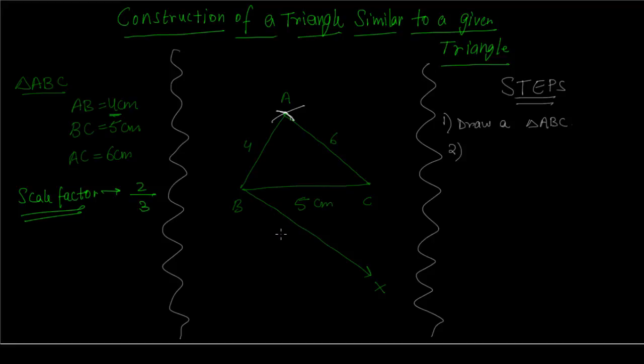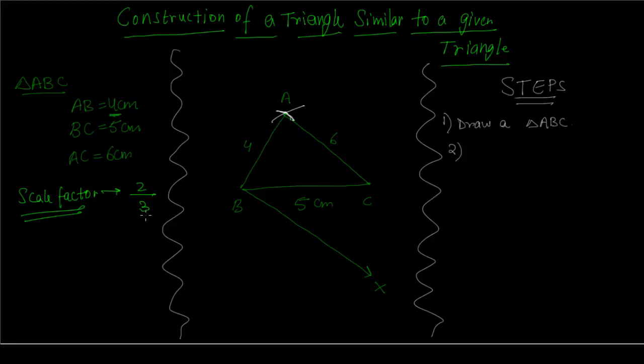So that's my next step. And on this BX, basically what do we do when we construct a similar triangle? When we take a similar triangle, the angles of both triangles will be equal, right? And their sides will be in a particular ratio which we have been given, 2/3. So we need to construct a triangle which has equal corresponding angles, but the sides are in a 2/3 ratio.